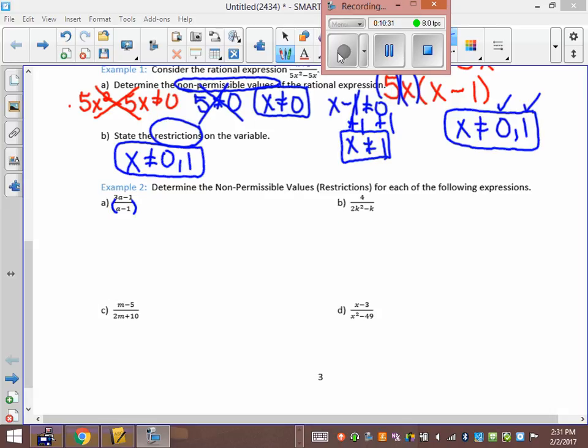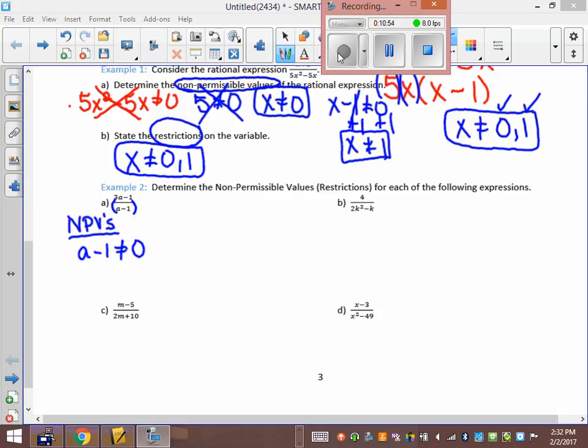Once we've put brackets around everything that's separate, we take those separate things and we set them not equal to 0. So the NPVs for this question, we're going to go a minus 1. This bracket's supposed to be only around the denominator. My computer bumped it up, sorry. A minus 1 can't equal 0. And then we just solve for a.